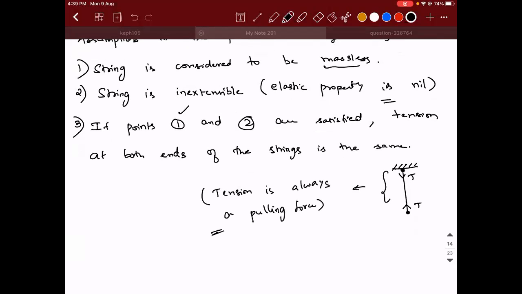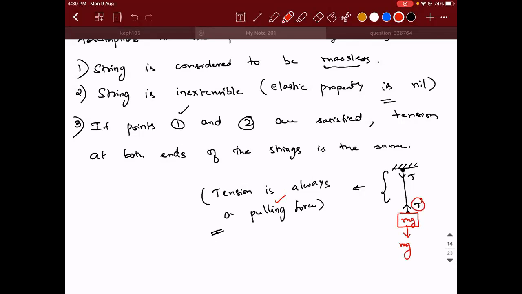So this might be a 1 mark question. Tension is a dash force. Is it a pulling force, pushing force, or both? None of the above. Tension is always a pulling force. Observe why I'm calling it a pulling force: at the bottom, the block that is connected is applying a force mg in the downward direction.